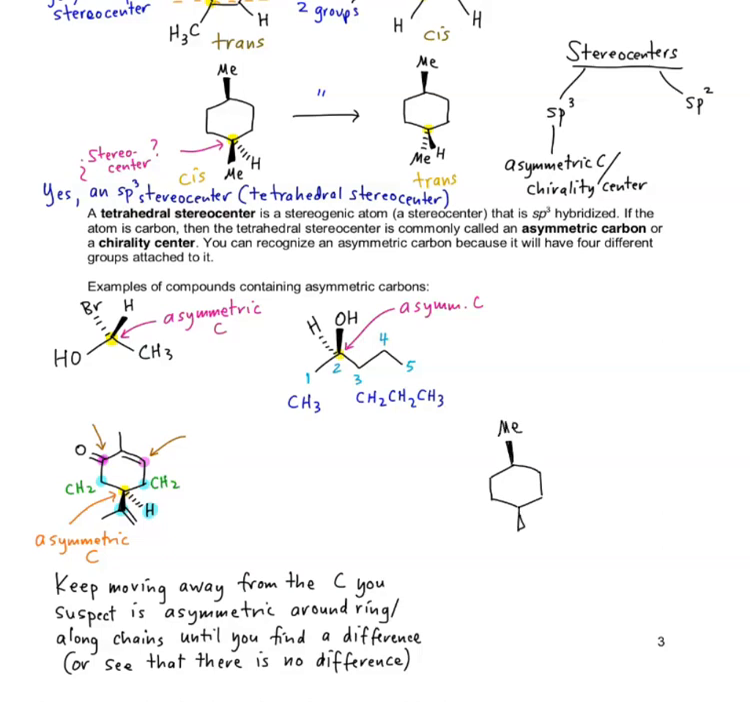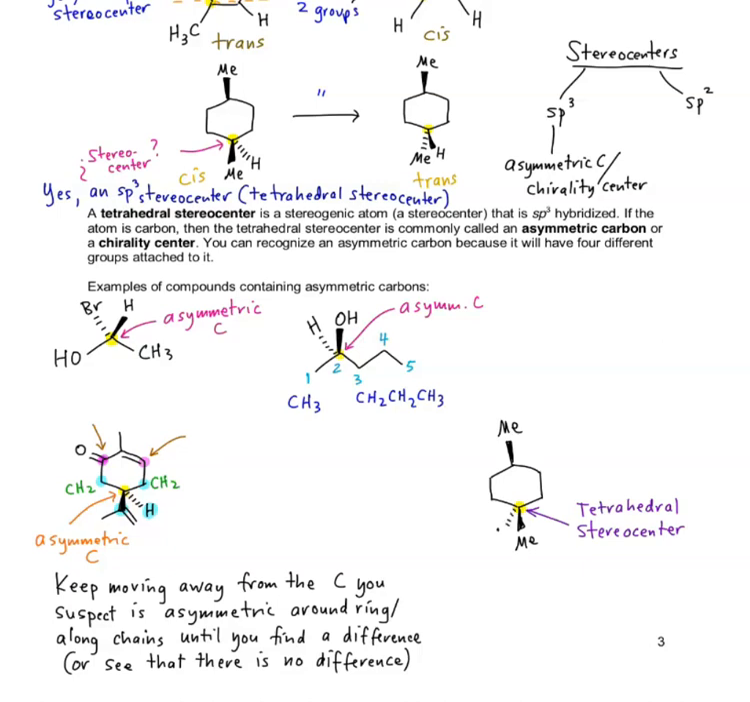So let's look at our original 1,4-dimethylcyclohexane. This was a cis version. And remember what we did with that structure is we looked at this carbon down at the bottom here to determine if it was a stereocenter. Okay, we found that it was a stereocenter. But now let's see if it's an asymmetric carbon. So it is a tetrahedral stereocenter, but is it an asymmetric carbon?